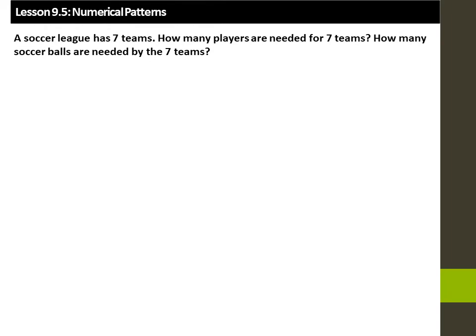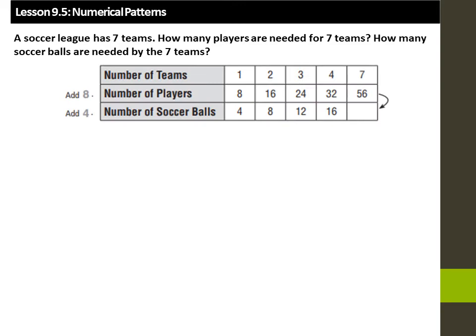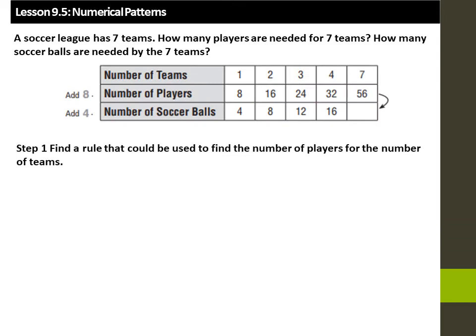Numerical patterns. A soccer league has 7 teams. How many players are needed for 7 teams? How many soccer balls are needed by the 7 teams? Step 1. Find a rule that could be used to find the number of players for the number of teams.